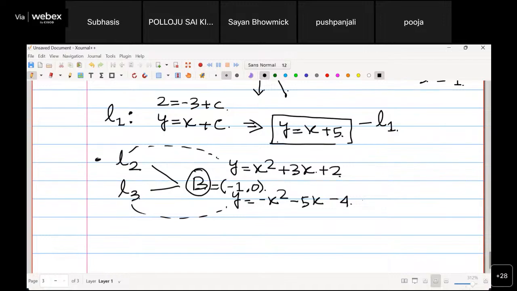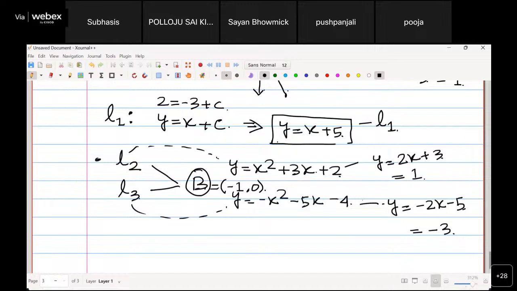So what is the slope of this parabola at B? It is y equals x square plus 3x plus 2, whose slope is 2x plus 3, and if I substitute minus 1, I will get 1. Correct? Just let me know if I'm making any mistake. Yes, sir. The slope of the other parabola is minus 2x minus 5, and if I substitute minus 1 here, I get minus 3.